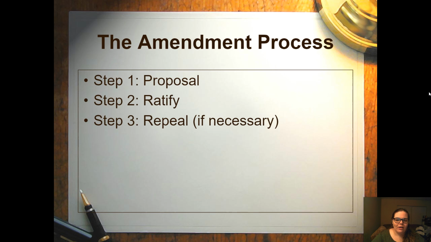So the amendment process is really a three-step process. To get an amendment added to the Constitution, you need steps 1 and 2. You need to propose the amendment, and then you need to ratify it, or pass it. Step 3 is if an amendment is added to the Constitution and the citizens don't like the effects of that amendment, there is a process you go through to get rid of it.